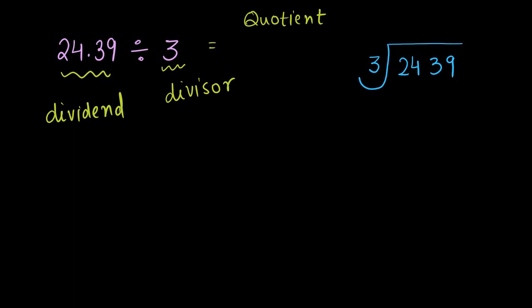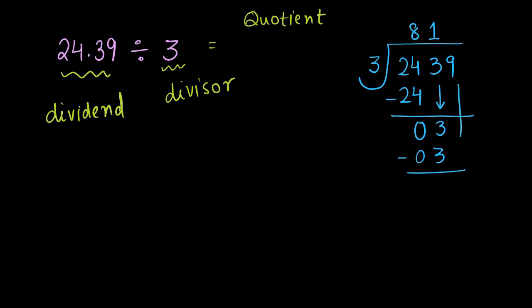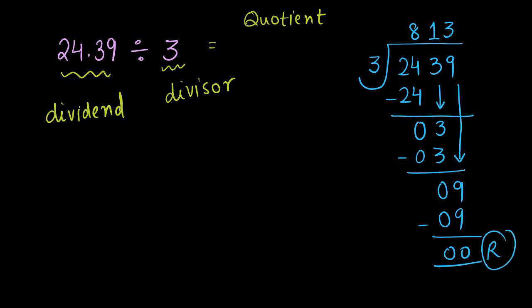Now, does 3 go into 2? No. So in the beginning, we can take 24 together. 24 goes 8 times. Subtract, bring 3 down, remainder 0. Does 3 go into 3? Yes, once. Bring the 9 down, remainder 0. And yes, 9 goes in 3 times. Remainder 0. Now, 813 is the answer.